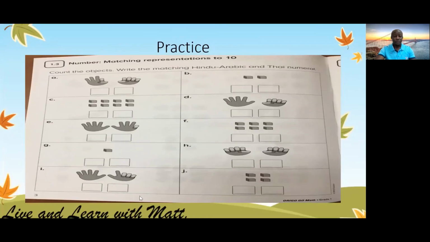Now let's go on to the practice. The practice is 1.3. Please do 1.3, page 3 as well, okay? Page 3. I will do the first one for you. Count the objects, write the matching Indo-Arabic and Thai numeral. For example, part A, we can see 3 fingers are raised. So we write 3 here. And the Thai numerals will be here.